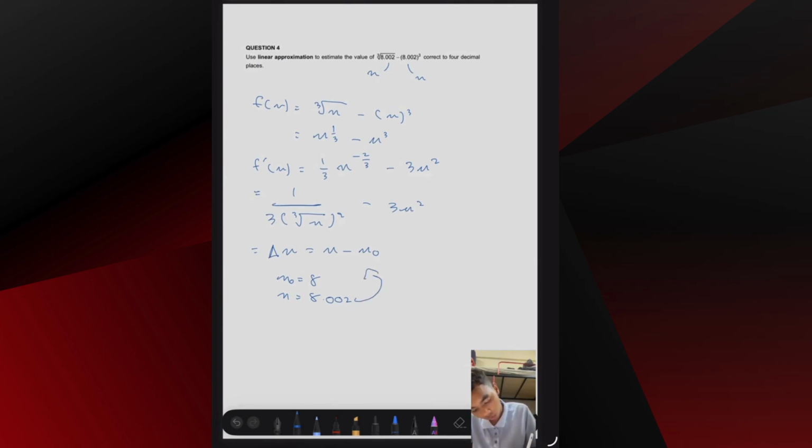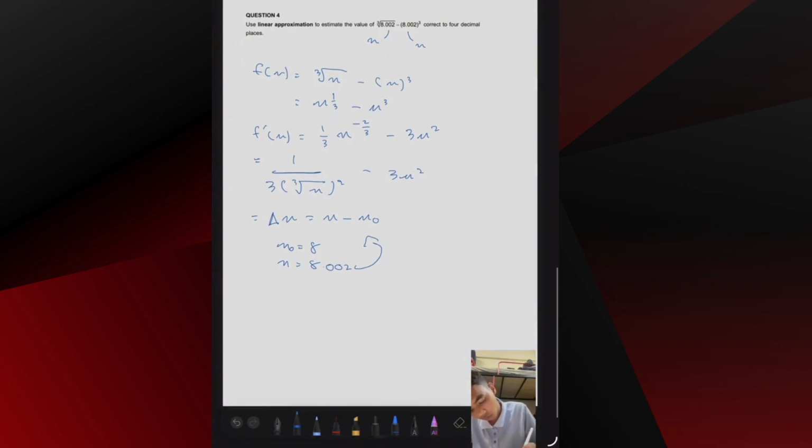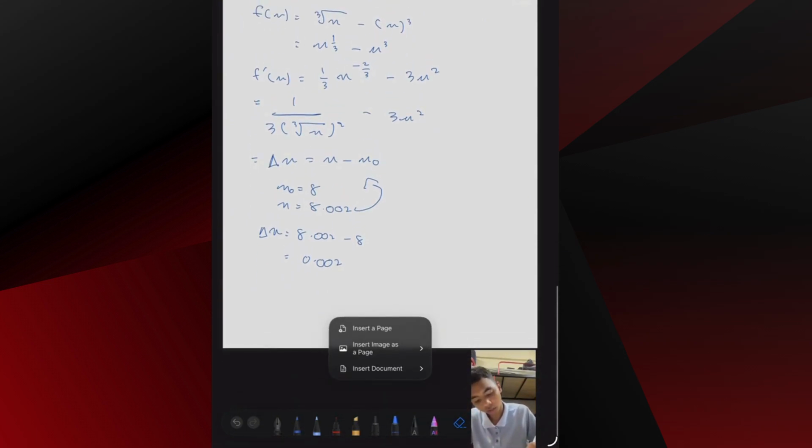So 8.002 minus 8, and what we get is 0.002.